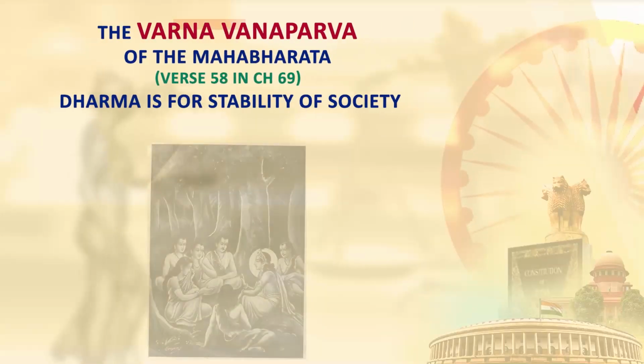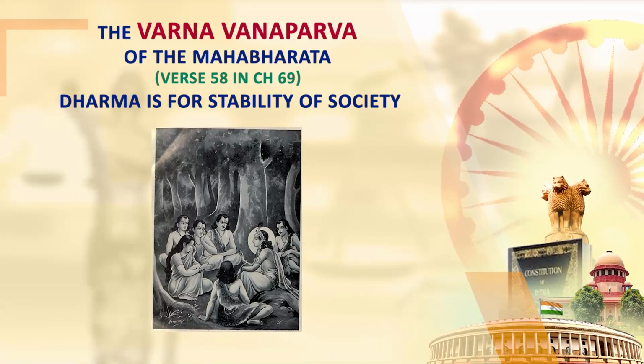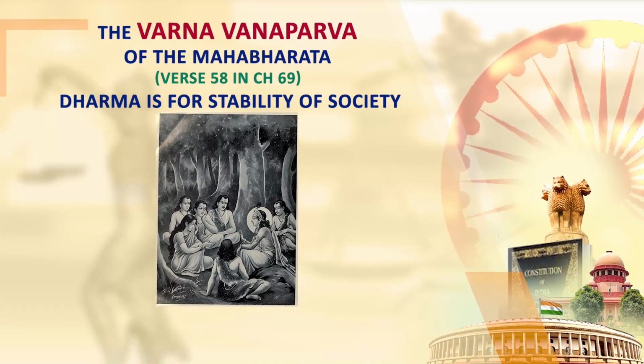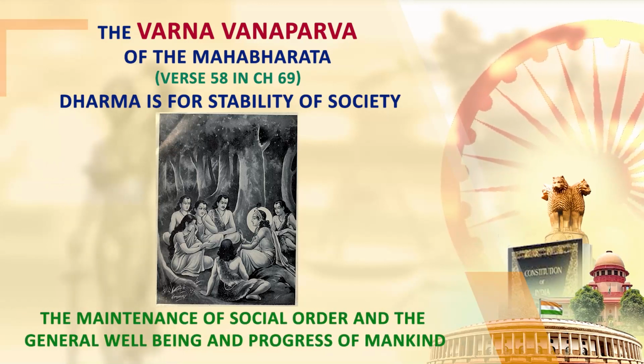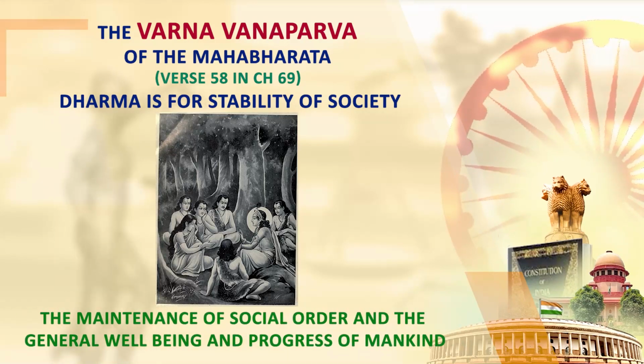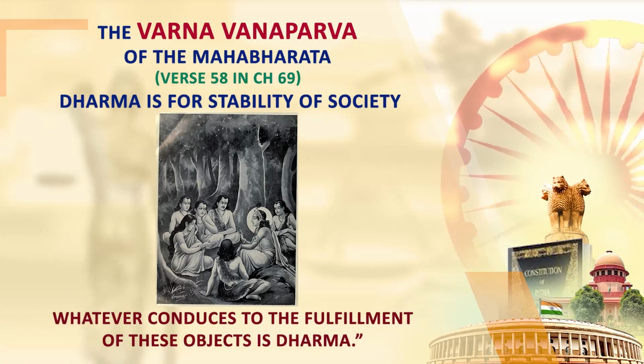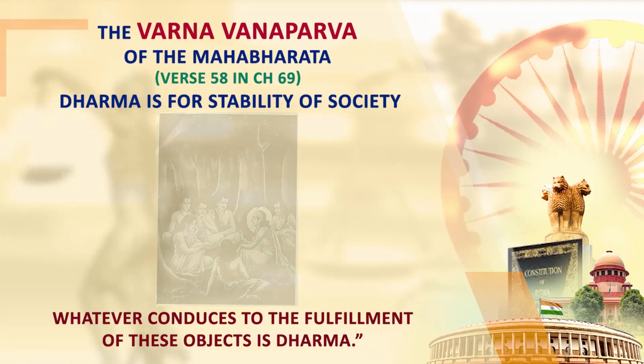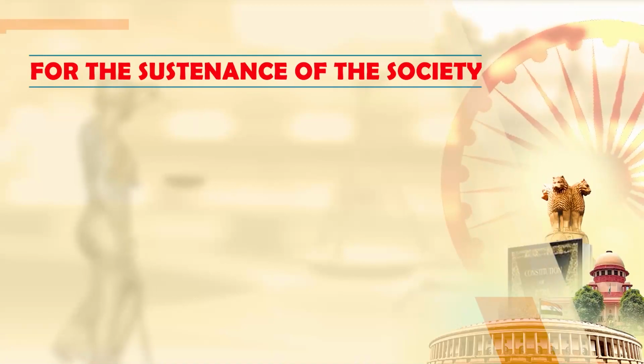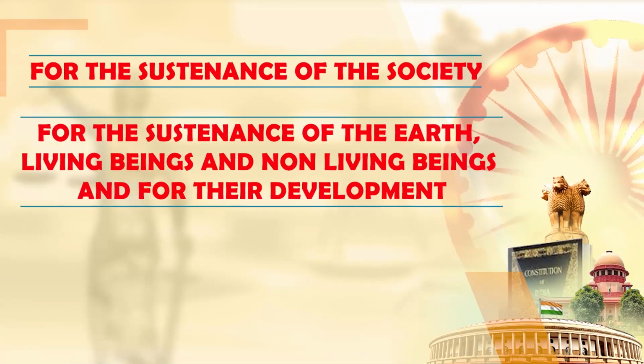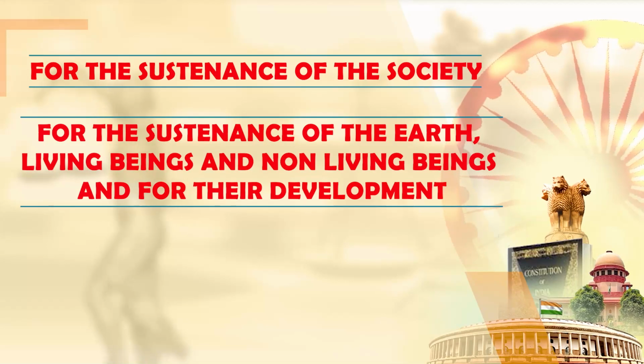In the Varna Parva of the Mahabharata, verse 58 in chapter 69, dharma is for the stability of society, the maintenance of social order, and the general well-being and progress of mankind. Whatever conduces to the fulfillment of these objects is dharma. So it means that only with the virtues of dharma can human beings and society develop and be maintained in their interrelationship with society and with all other living and non-living creatures. It is for the sustenance of the society, the whole earth, all living and non-living beings, and for development.